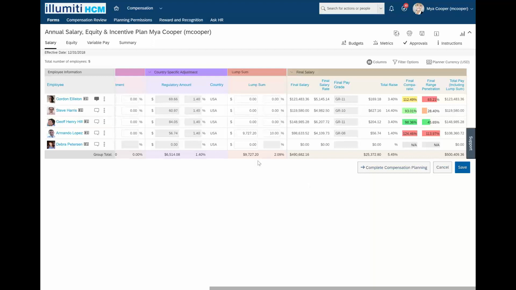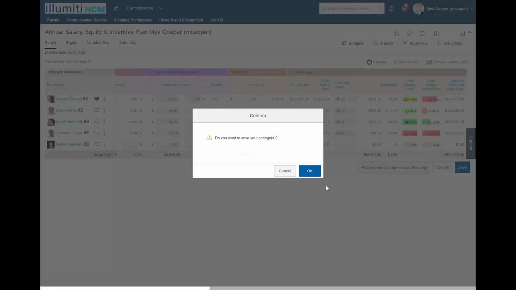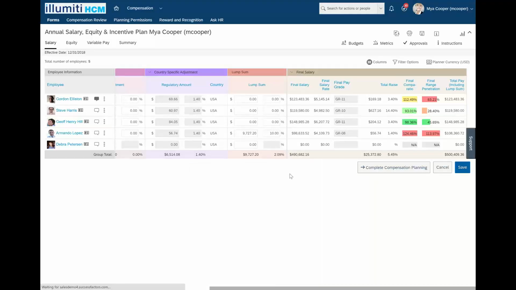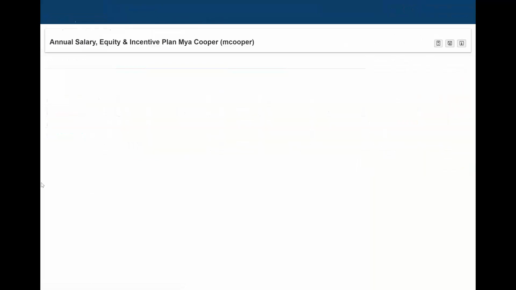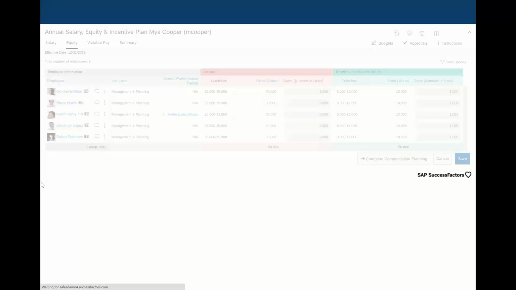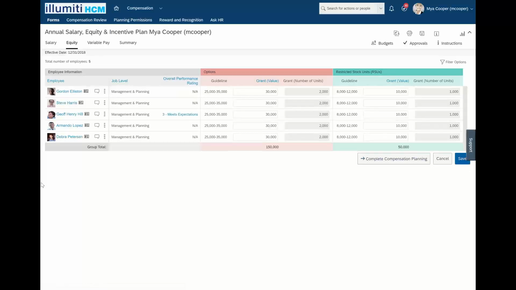The last thing that I want to look at on this particular planning sheet before we look at it from a slightly different view is just this idea of equity. So being able to see some different types of awards, perhaps stock options, perhaps some type of short-term or long-term incentive that can be awarded out to employees. And you can see the sheet looks very similar.